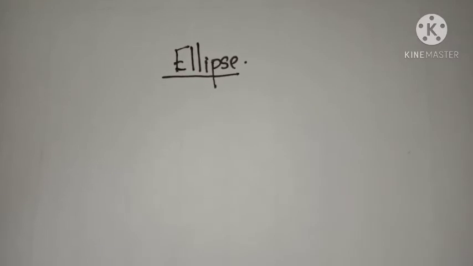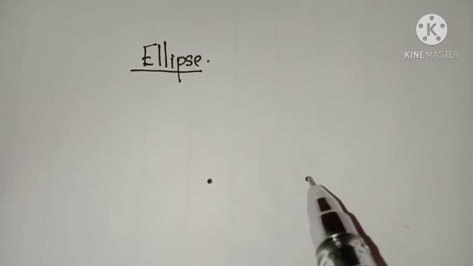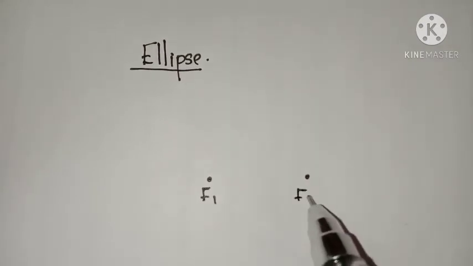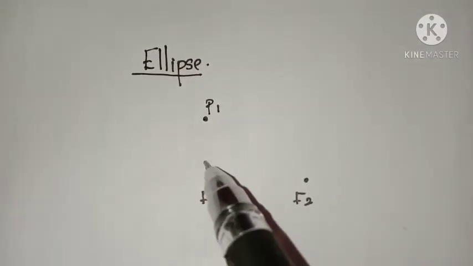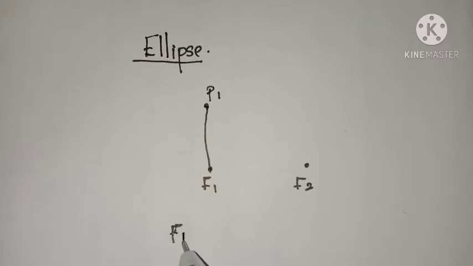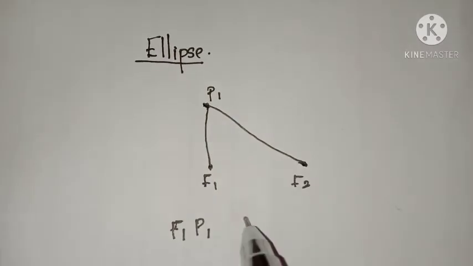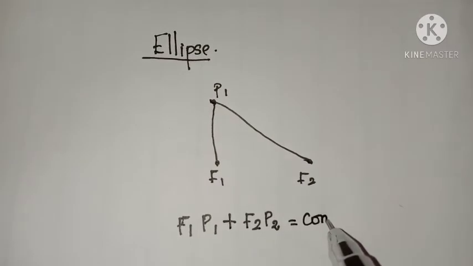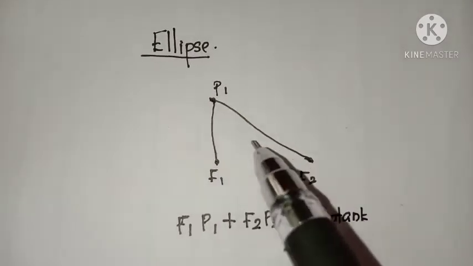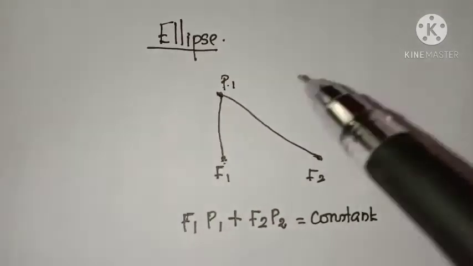Good morning to all. In this session, we are going to discuss our next conic section, the ellipse. Suppose we have two fixed points, F1 and F2, and there is a point P1 such that the distance from F1 to the point P1, that is F1 P1, and the distance from F2 to the point P1, that is F2 P1, have a sum that is a constant. Okay, so the sum of the distances from these two fixed points F1 and F2 to the point P1 is a constant.